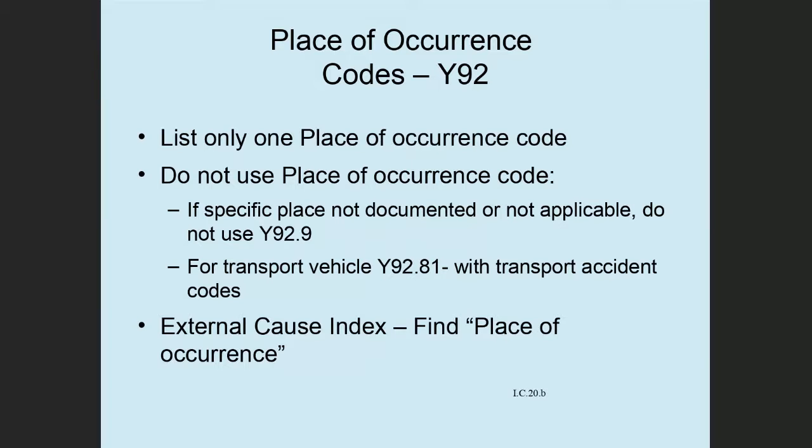So list only one place of occurrence code. Don't use these codes. If the specific place is not documented or not applicable, don't use Y92.9. That's unspecified place. Again, the guidelines say do not use this. Why is there a code? I don't know. Write in at Y92.9, do not use. Don't use place of occurrence transport vehicle with the transport accident code. That would be repetitive, unnecessary. The guidelines specifically say don't do that.